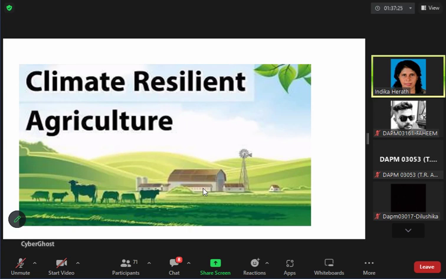We can do it by changing the cropping pattern, and by changing the variety that we cultivate, because certain crops are able to tolerate high temperatures, but some crops cannot. So we use practices where we can get the same yield even under changed climate. Therefore we select crops that are resistant to climate change. Climate resilient agriculture has various aspects. In agriculture, you know that we can do genetic modification.